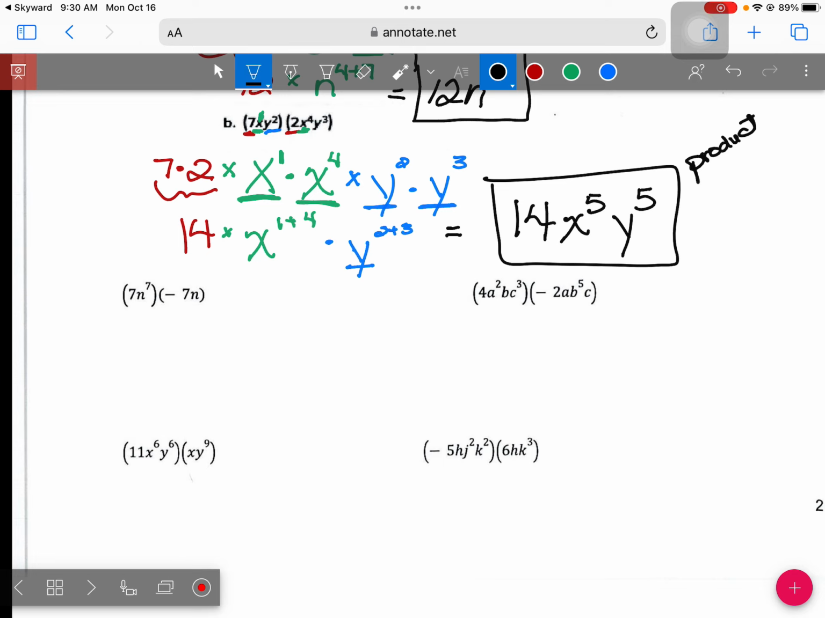Again, with math, you have to be so very careful with your signs. So take a look up at the front. Check my work with your work. So that is 7 times -7. And n to the 7th times n to the 1st. Put a 1 on it.